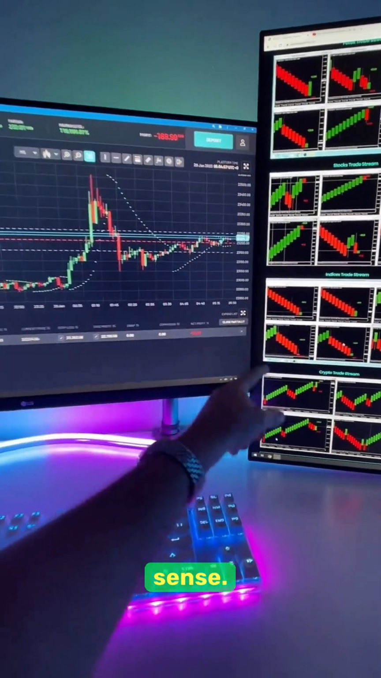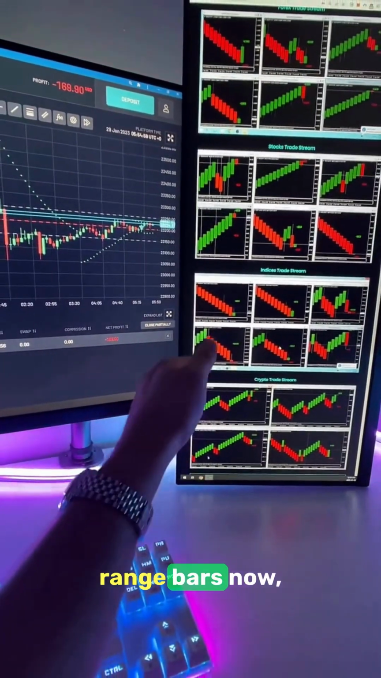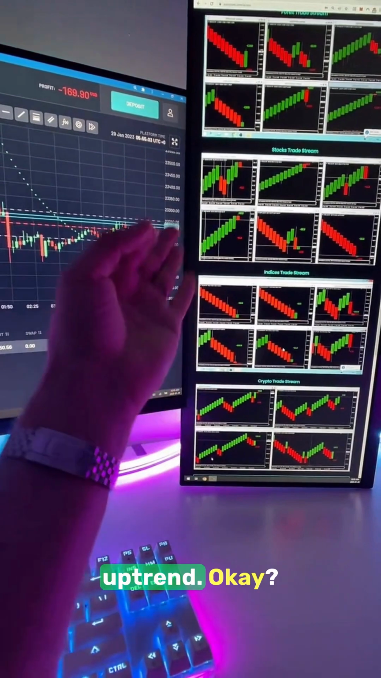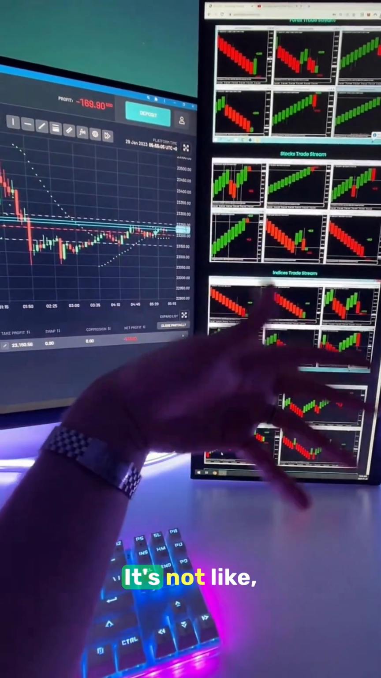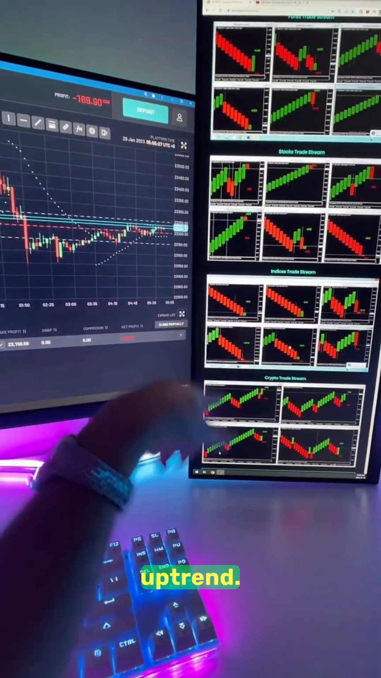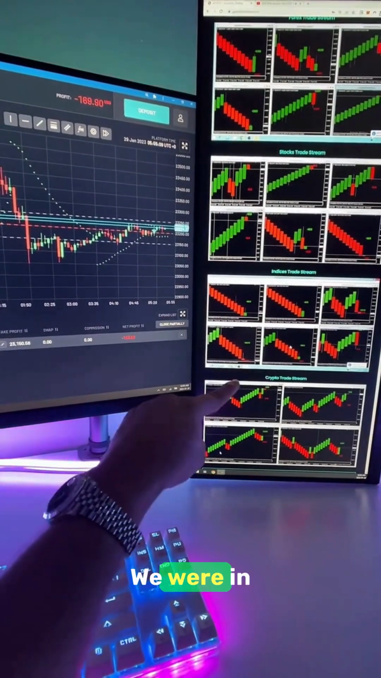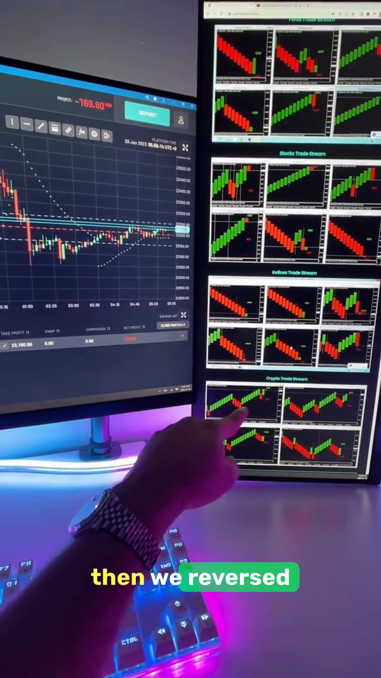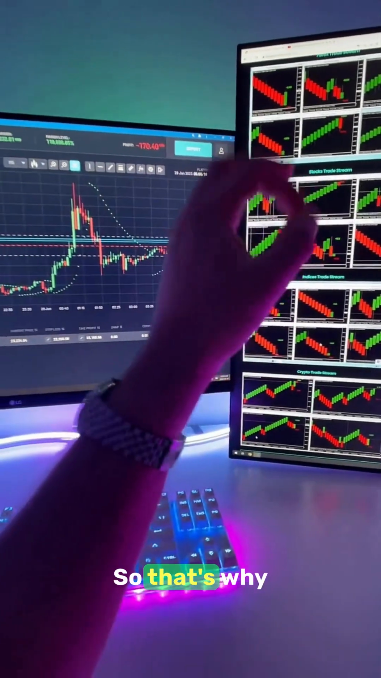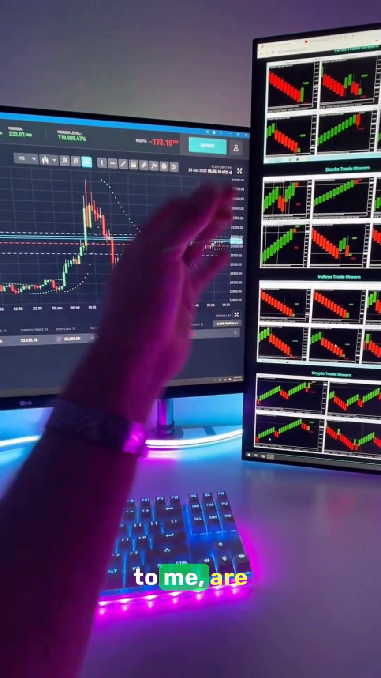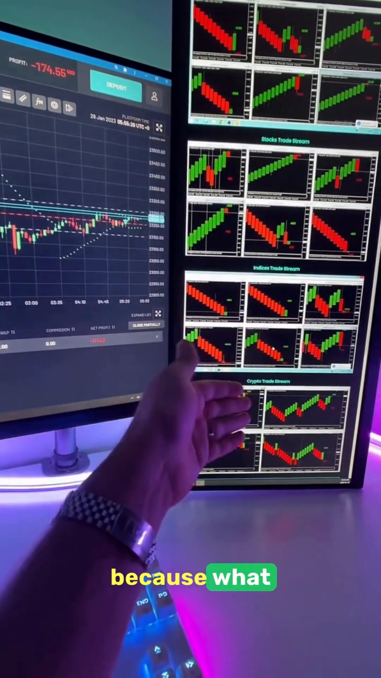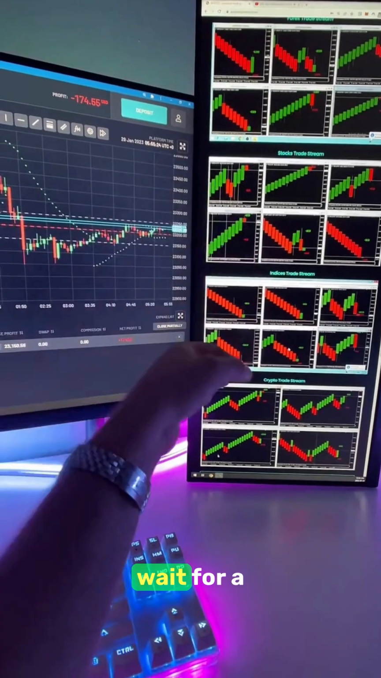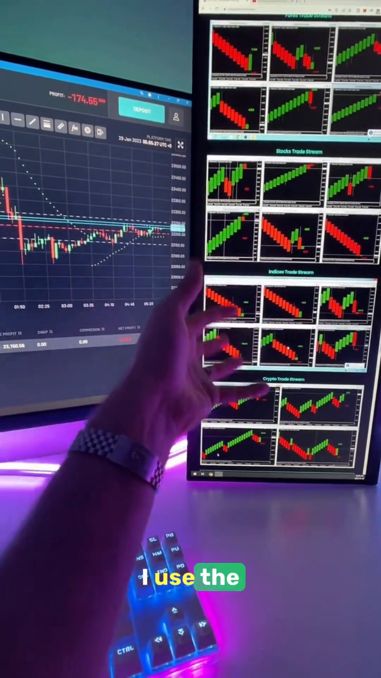It makes no sense. Whereas if we look at the range bars, we can tell, okay, over here we were in a very clear uptrend. It's not based on time. It's not like, oh, maybe we were in an uptrend. No, very clearly we were in an uptrend. We reversed, we went into a downtrend, then we reversed again, we went into an uptrend. So that's why the range bars to me are like the cheat code to trading, because they just show me exactly what the market's doing, and all I got to do is wait for a reversal. And that's how I use the range bars.